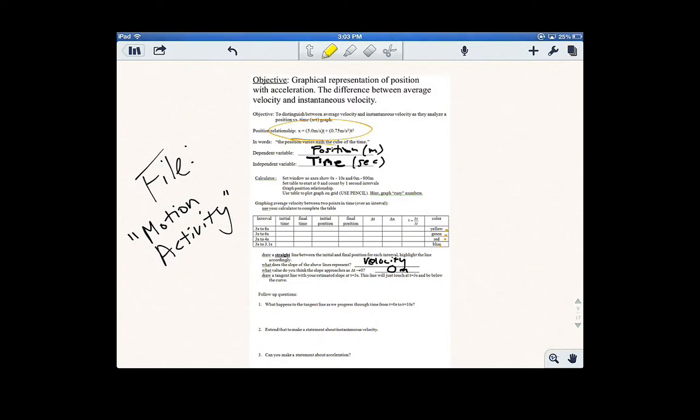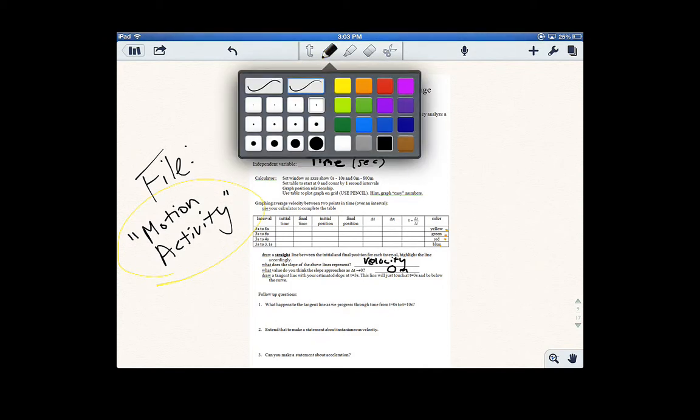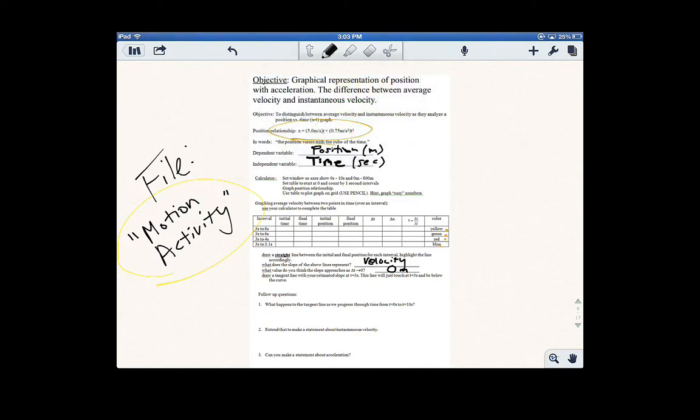All right, to begin with, like I said, the file was the motion activity. Within that motion activity, what we were doing is going through and graphing, creating a table, etc. for this particular relationship. And we're seeing that time is our independent variable, in other words, that's going to be our x value. And position is going to be our y value, or our dependent variable.